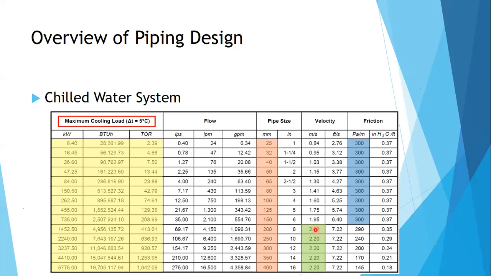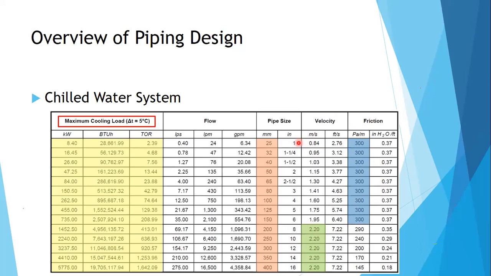So at 2.2 meters per second, this is the maximum fluid velocity inside your pipe, or 300 pascal per meter of pressure drop. This 300 pascal per meter of pressure drop is the balance between the pressure drop and the pipe size. So you won't see any books telling you to use 300 pascal per meter or 2.2 meters per second. These two parameters are the industry standard. This is the usual practice being used within the industry.